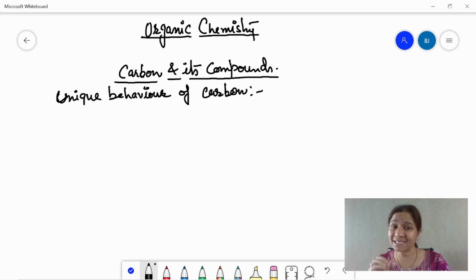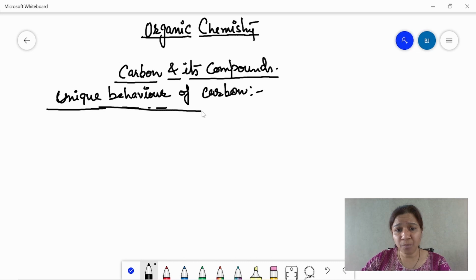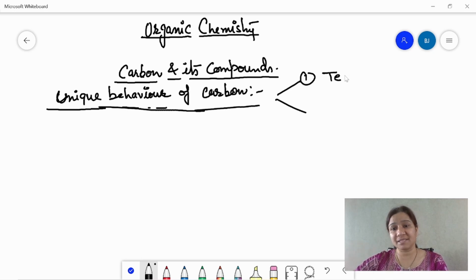So since carbon has a unique behavior of forming millions of compounds, we need to study a large number of compounds in a separate branch of chemistry known as organic chemistry. Now I am explaining what is the unique behavior of carbon. Because of two important properties, carbon is unique from other elements in the periodic table. What are the two unique behaviors? The first point is its tetravalency.